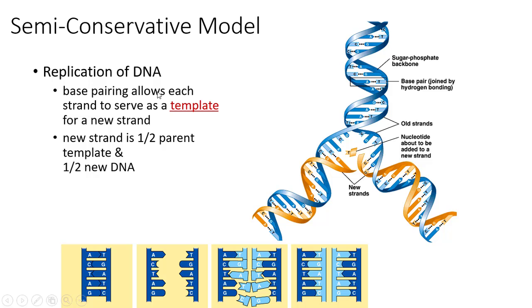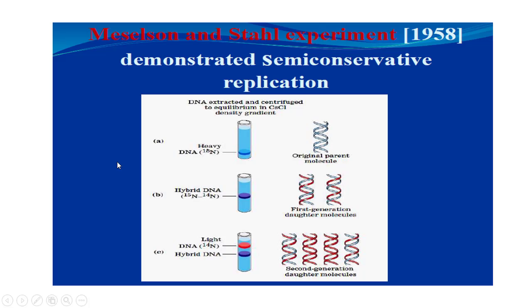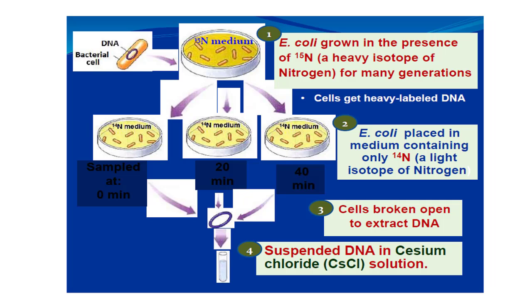The base pairing allows each strand to serve as a template for new strand synthesis. Each strand of the double-stranded DNA serves as a template, and the new DNA is half parental template and half newly synthesized. It has experimental proof. The Meselson and Stahl experiment in 1958 proves that replication follows the semi-conservative model.